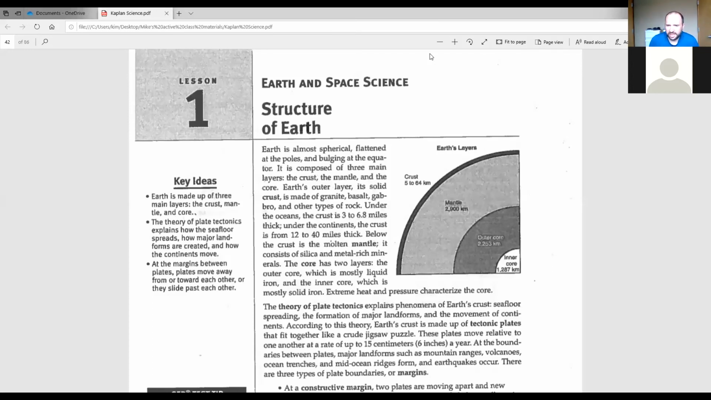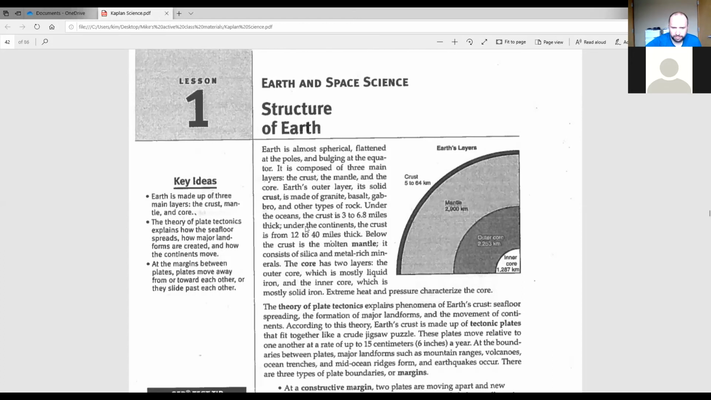So the crust, again, is that thin outer layer of solid rock, followed by a thick layer of molten mantle, which was silica and other metals and metalloids. And then the core, both the outer core, which was liquid iron, and the inner core, which is solid iron. And so you have both of those things going on in the core. So that's kind of the very basic structure of the Earth, right?